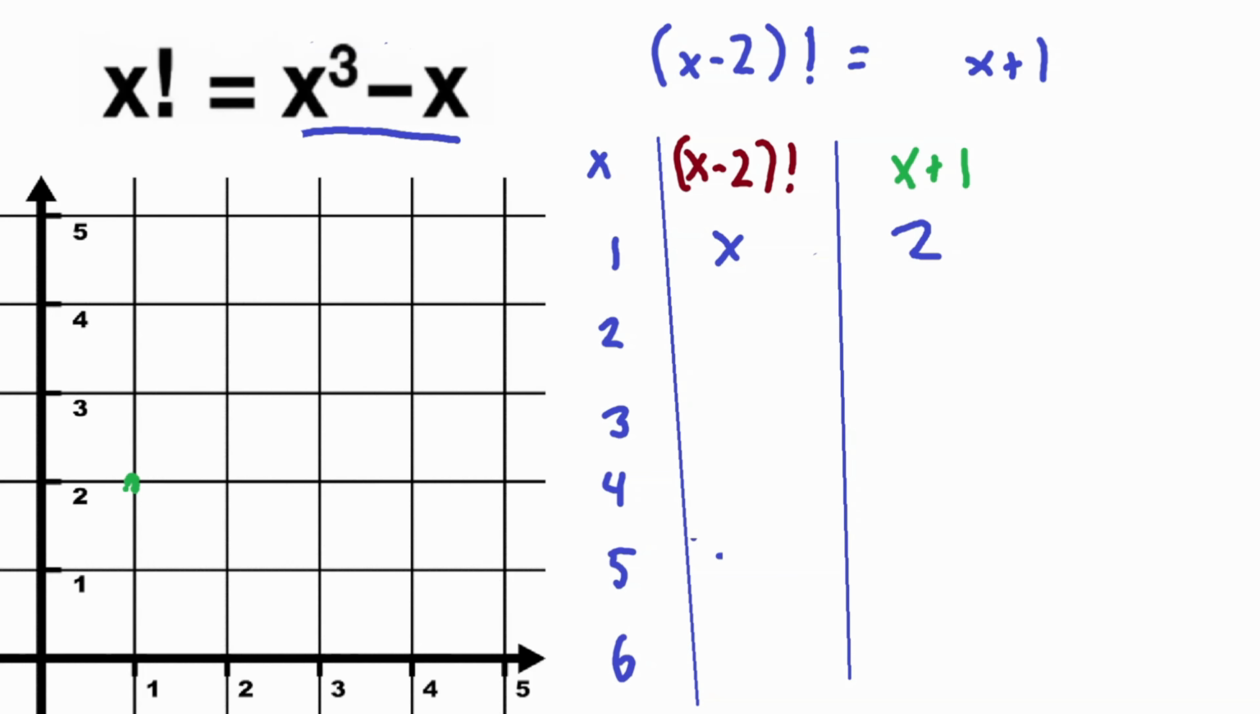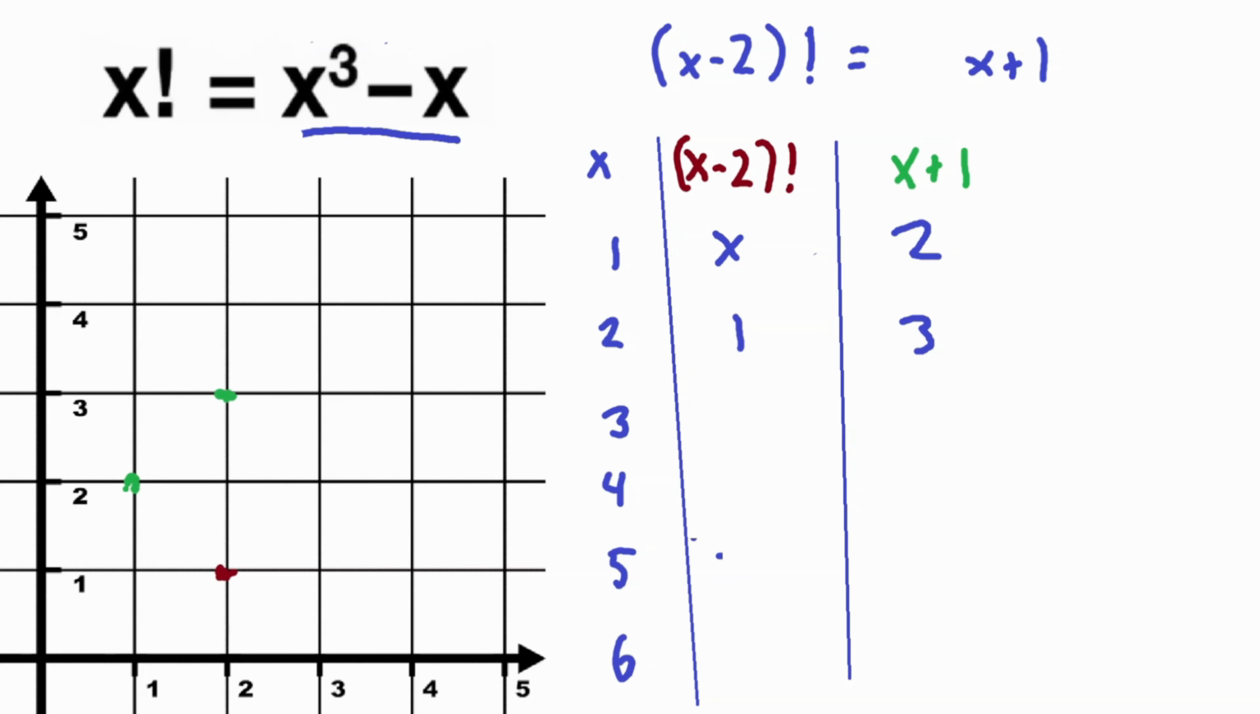So now for x equals 2, when we plug it into the first equation, we get 2 minus 2 factorial, which is 0 factorial, right? And as I stated before, 0 factorial is equal to 1. And then for our green equation, plugging in 2 for x, 2 plus 1 is equal to 3. So now let's graph this. On the red, we have x equals 2, y is equal to 1. And then for our green, we have x is equal to 2, y is equal to 3.